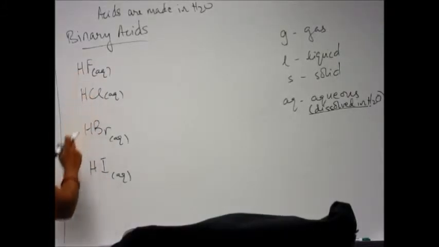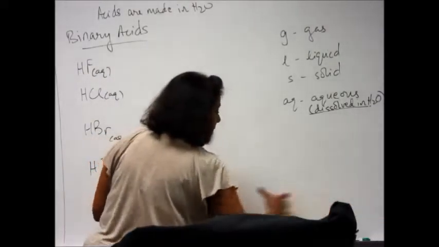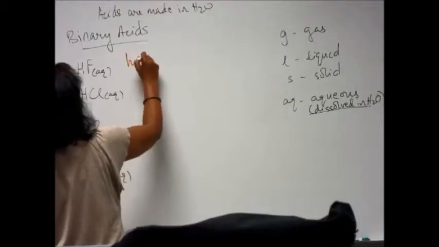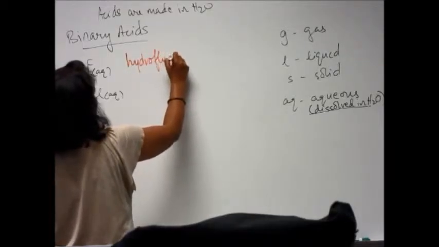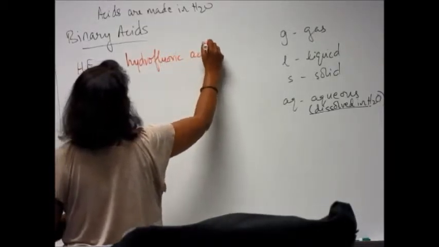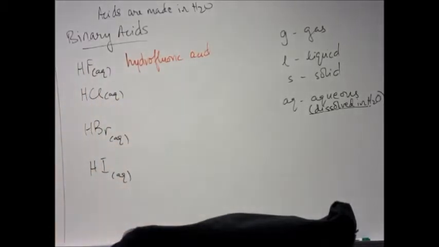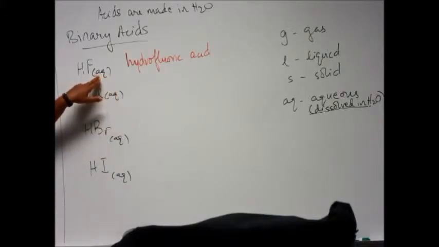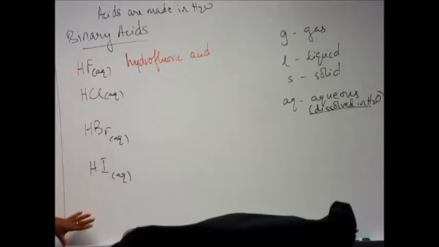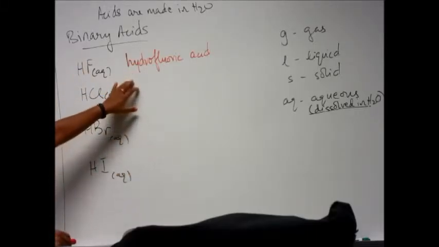So then HF, AQ, suddenly is not hydrogen fluoride anymore. It's going to become hydrofluoric acid. So the nice thing is that you're ending the name in acid, so you already know it's an acid. That's the good thing. And how do you know it's an acid? It's because of the AQ. At least for these binary acids, you need to know that. The other ones you will not, but for the binary acids, you will need to know this.